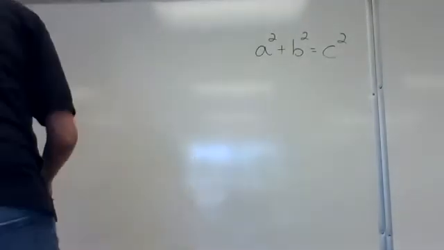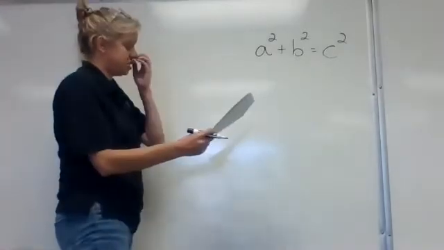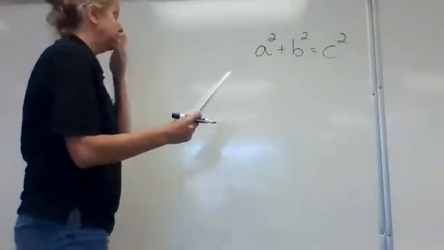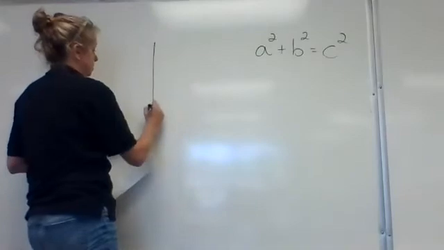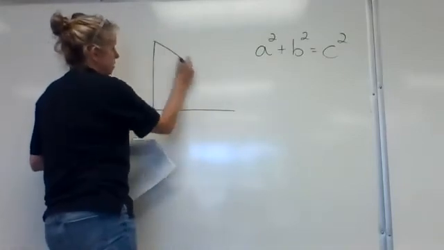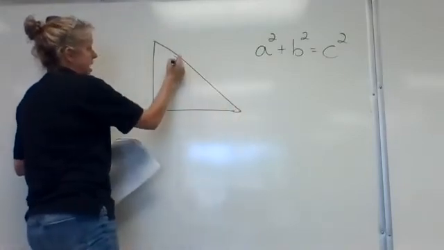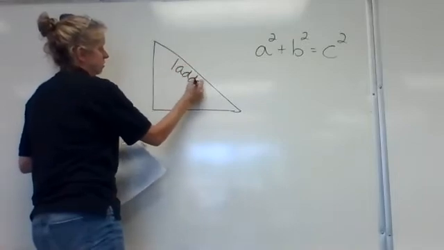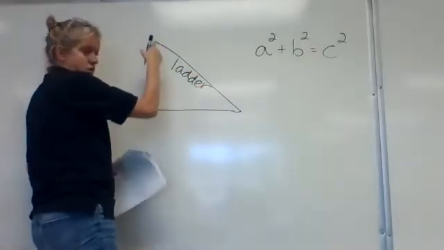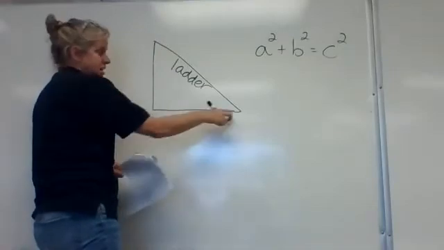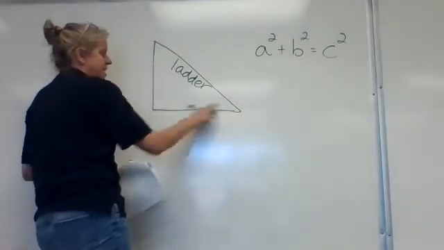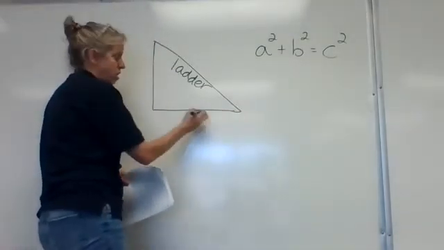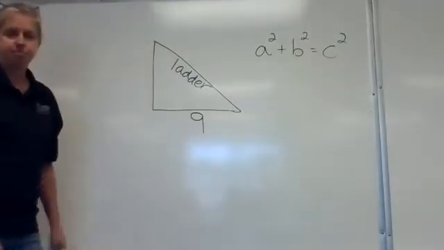Because it says the foot of an extension ladder is 9 feet from the wall. So here's my ladder. And here's the wall that it's leaning up against. The foot of the ladder is 9 feet from the wall. So this side is 9.